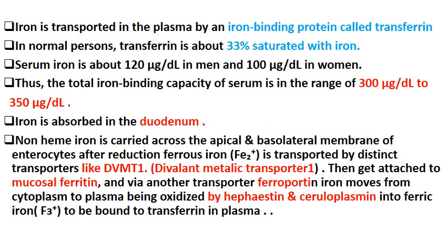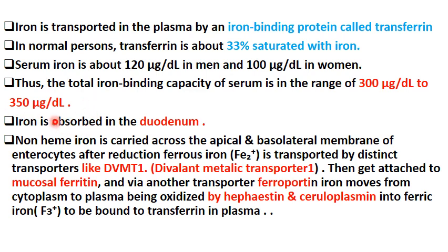Iron is transported in the plasma by an iron binding protein, which is called transferrin. In a normal person, the transferrin is about 33% saturated with iron. The serum iron is about 120 microgram per deciliter in the male, 100 microgram in the female. So the total iron binding capacity, when it is estimated, ranges between 300 microgram per deciliter to 350.